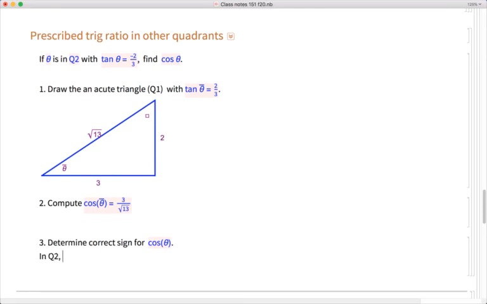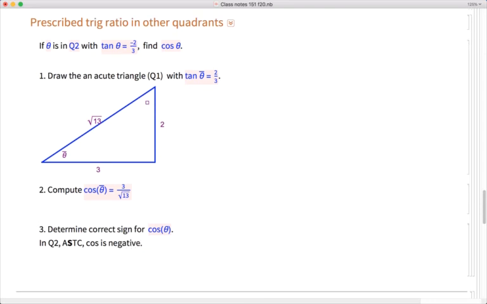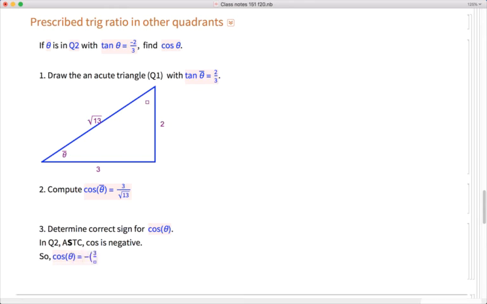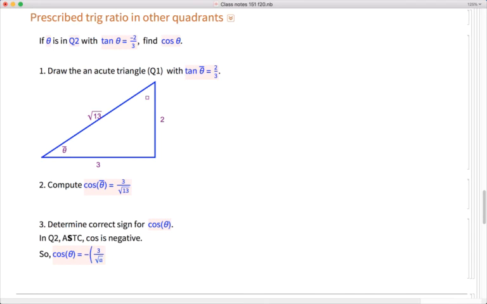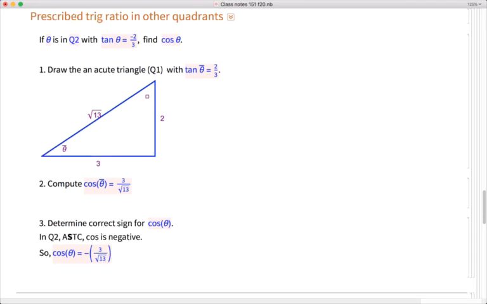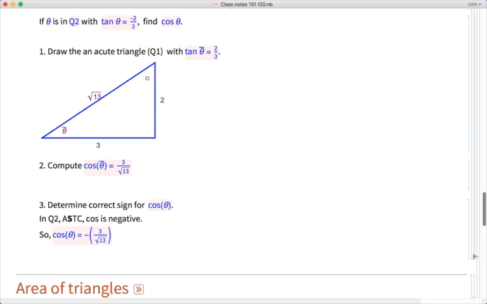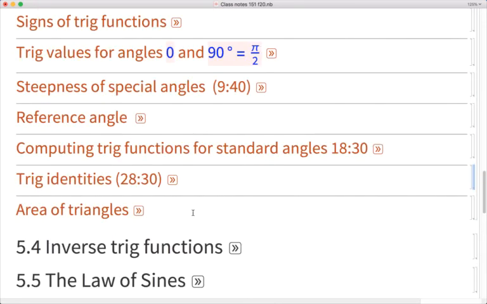All right, in quadrant 2, let's see, all students take calculus, the sign is positive, cosines are negative. So the cosine of this original angle that we were asked about, the one that's in Q2, needs to pick up a minus sign over the angle that we just computed the cosine of.